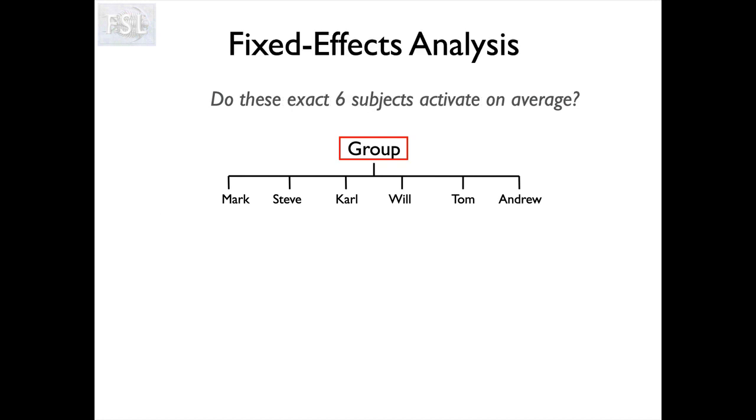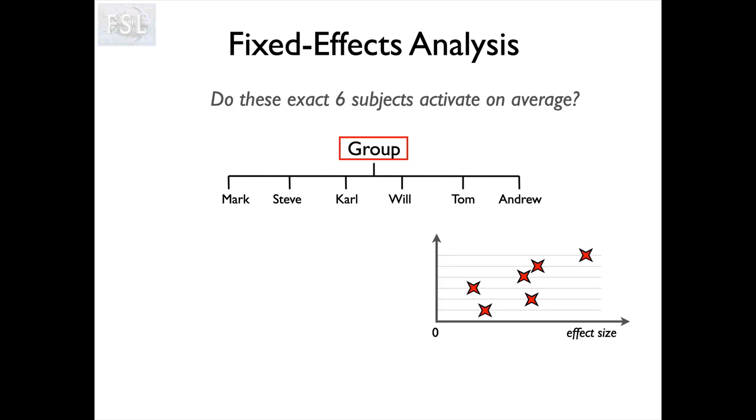So we'll unpack that a little bit more. In fixed effects analysis, we are really looking at these exact 6 subjects. And everything that we're going to say about their average is only going to be true for these 6 subjects. We're not in any way trying to go beyond those. So maybe they are the 6 richest people in the world, and we're interested in what's true for just these people that have vast amounts of money. But it's not a common thing that we would do.